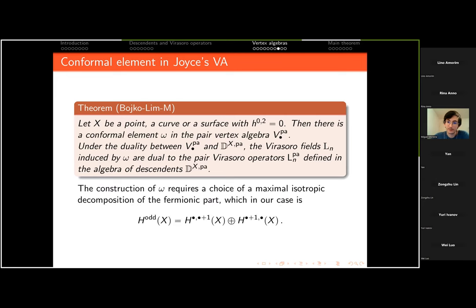I'm not going to say exactly a lot about the construction, but one thing I want to emphasize is that you remember that there was this role that was played by the Hodge degrees. And somehow you have to input that in some way in the construction of the conformal element. And the way we input it in this setting, so note that in this setting, p minus q is at most one.